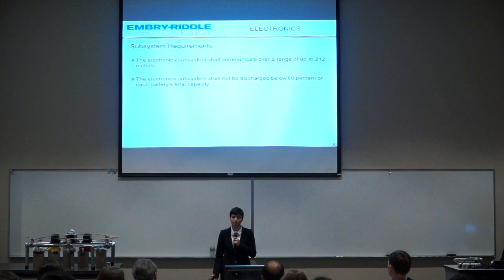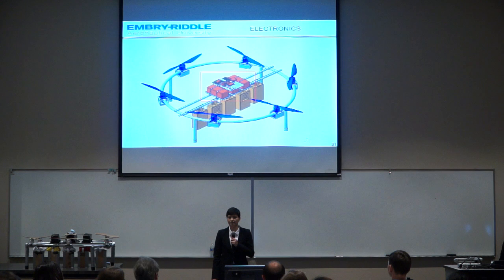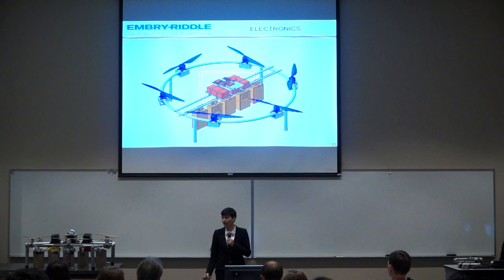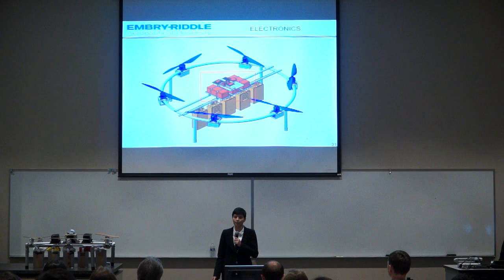Moving on to a visual overview of the electronic subsystem. As you can see, highlighted in the red box is where the electronic components will be located. It can also be seen on our mock-up located on the electronics rail. Each battery will be located on top of a tray, which will be clamped to the platform using cable clamps. Located on top of the batteries will be the rest of the electronic components located in a different tray.